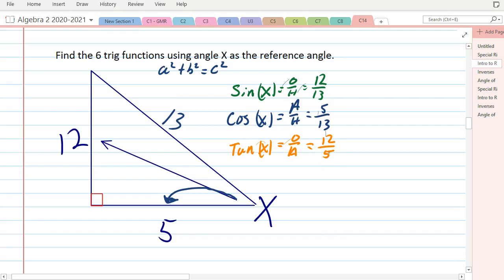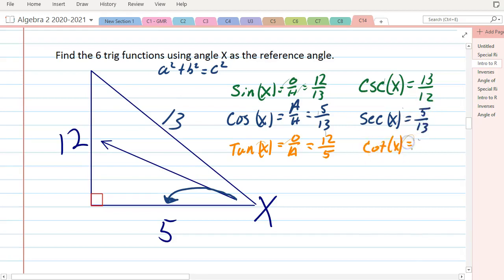Now we need to flip these upside down to get cosecant, secant, and cotangent. Cosecant of x is simply sine flipped upside down, h over o, so 13 over 12. Secant of x is cosine flipped upside down, which would be 13 over 5. Cotangent of x is tangent flipped upside down, so 5 over 12. So these are your 6 trig functions using x as the reference angle.